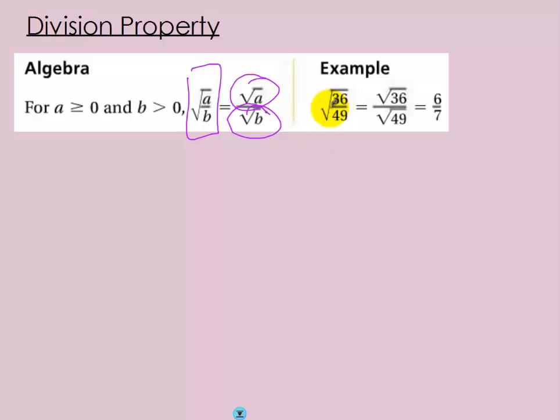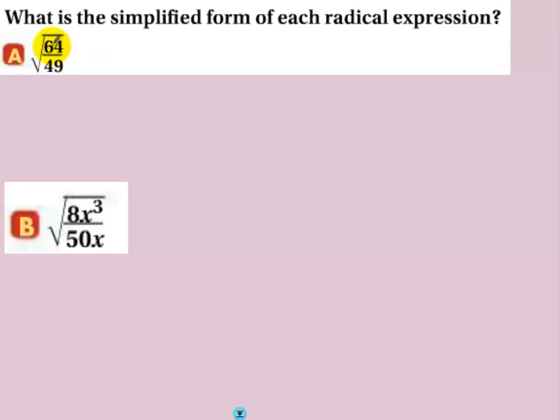So for example, if I did the square root of 36 over 49, I can split that up into square root of 36 over square root of 49, and then square root of 36 is 6, and square root of 49 is 7. So we're going to use that division property in a few examples. Simplifying this one, square root of 64 over 49 simplifies to square root of 64 on top and square root of 49 on bottom. And square root of 64 is 8, and the bottom is going to be 7. So 8/7 is your answer.